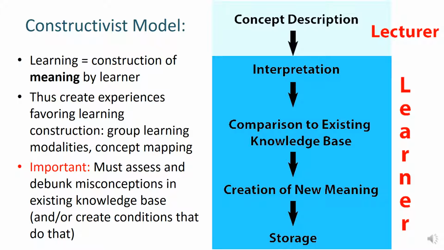When remembering the constructivist model and how it applies to teaching, we must remember that students have to assess and debunk misconceptions in their existing knowledge base. And that means that the teacher has to create the conditions that would allow the learner to do that. So for example, if a student has a preconception about any organ of the body, for example, they've used the analogy that the heart is like a water pump. At some point, they're going to come to the realization that the heart is not exactly like a water pump, and they're going to have to unlearn some concepts that they have previously learned in order to accommodate new facts about the heart that make it more realistic and make more sense.